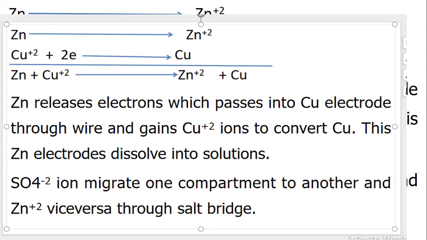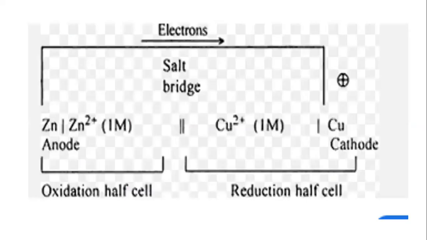Zinc loses the electrons and copper gains the electrons. The zinc releases the electrons, which pass into the copper electrode through the wire, and Cu2+ ions gain them to convert to copper. The zinc electrode dissolves in solution. The sulfate ions migrate from one compartment to another, and zinc ions vice versa, through the salt bridge.